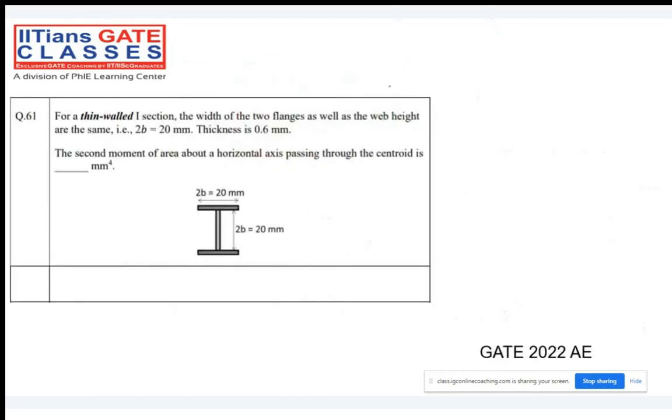Now, once again, we have to find the second moment of area. Second moment of area is also called moment of inertia. Those who are not aware that second moment of area is called moment of inertia, because of that only they have framed the question that way. That's it.